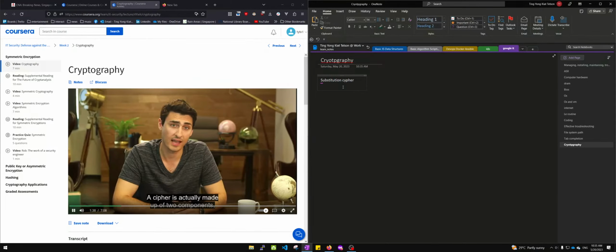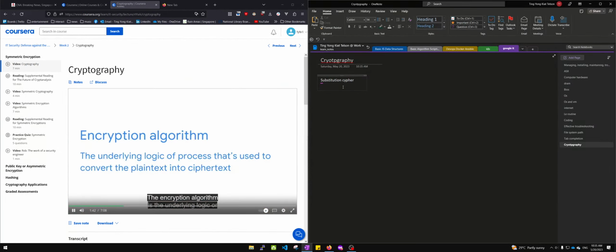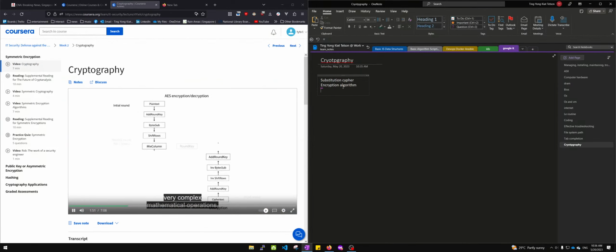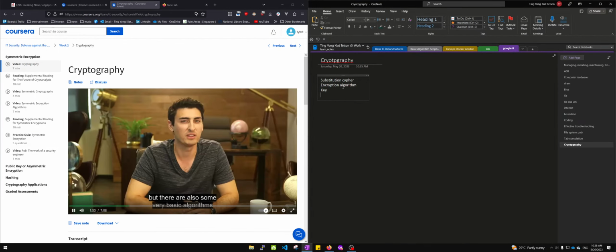A cipher is actually made up of two components, the encryption algorithm and the key. The encryption algorithm is the underlying logic or process that's used to convert the plaintext into ciphertext. These algorithms are usually very complex mathematical operations, but there are also some very basic algorithms that we can take a closer look at that don't necessarily require a PhD in math to understand.